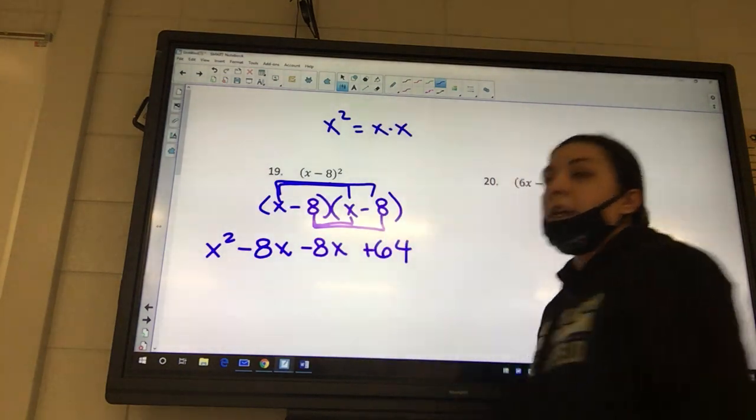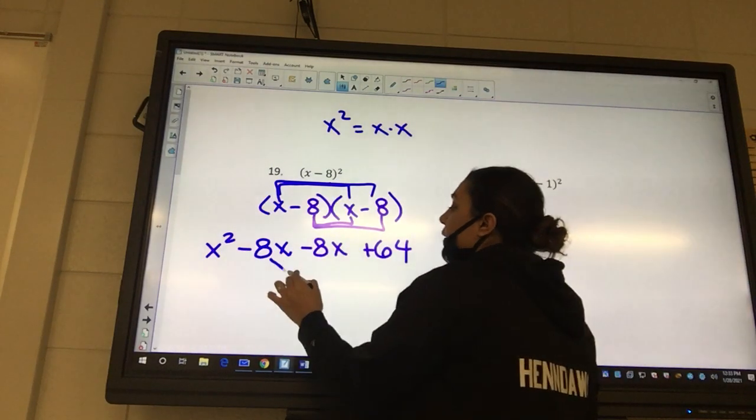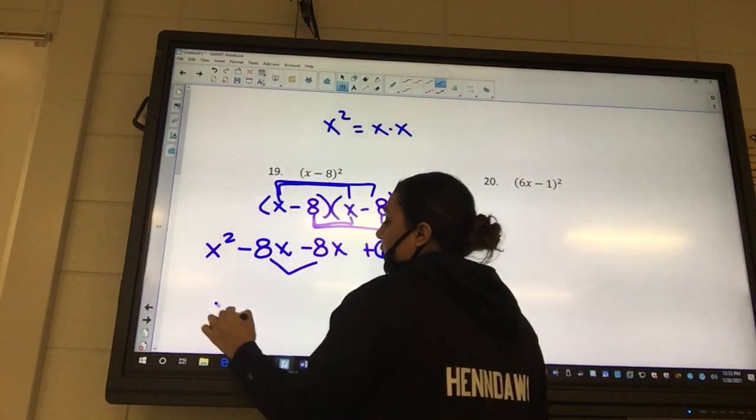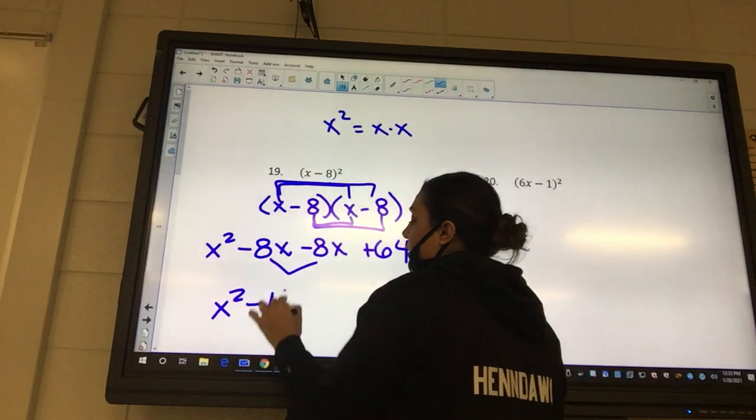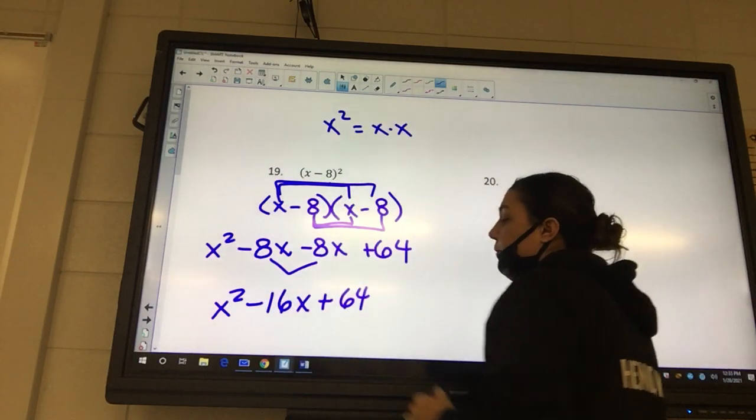Do our middle ones cancel? No. Okay, and so you got to add them together. What is negative 8, negative 8? Negative 16. So negative 16x plus 64.